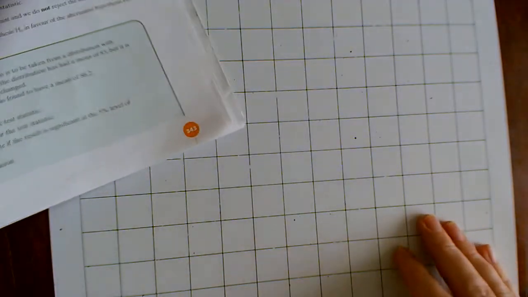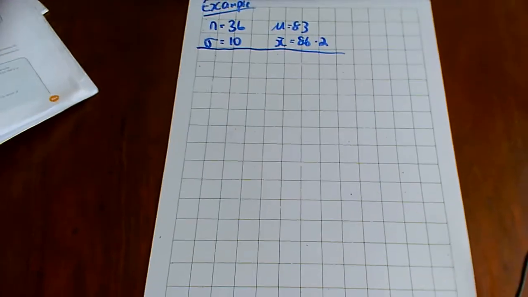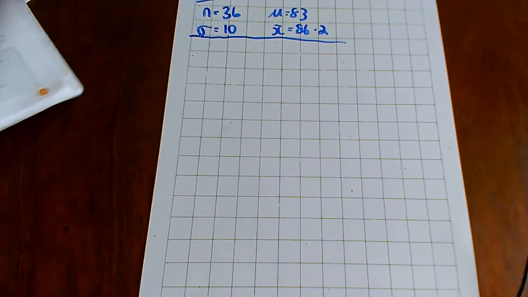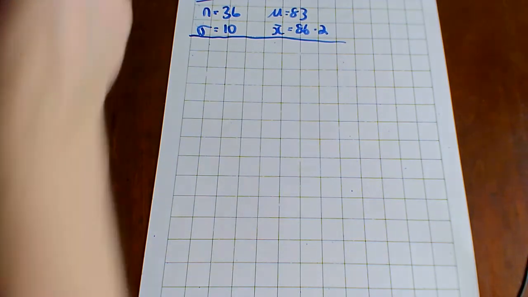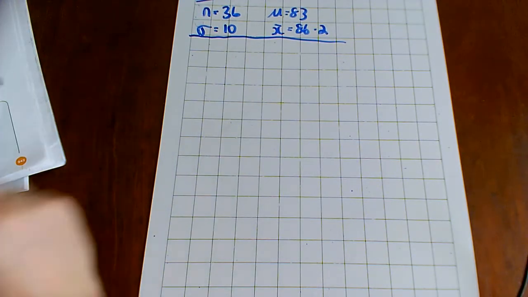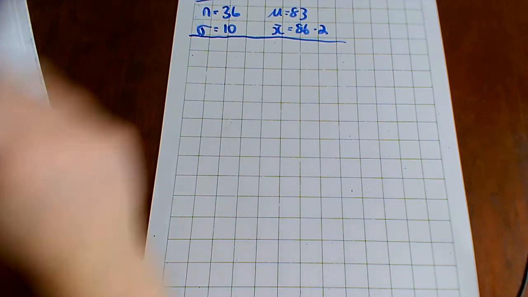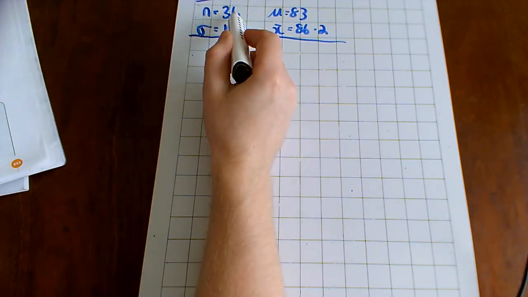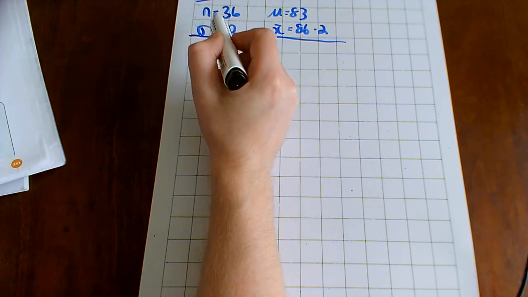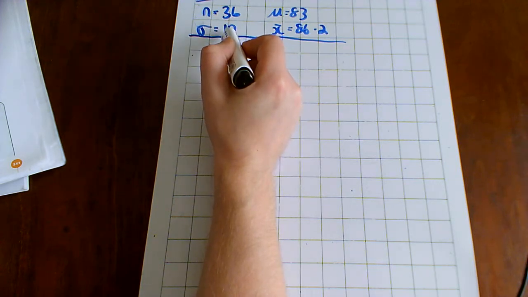So I'm going to read out the example, but I've already got the numbers written down here, to save us a bit of time. So, first thing, a random sample of 36 observations, so n is 36, is to be taken from a distribution with a standard deviation of 10. Okay, the standard deviation is 10.